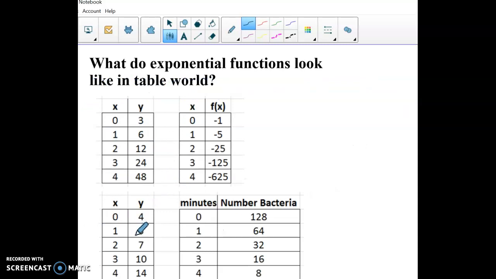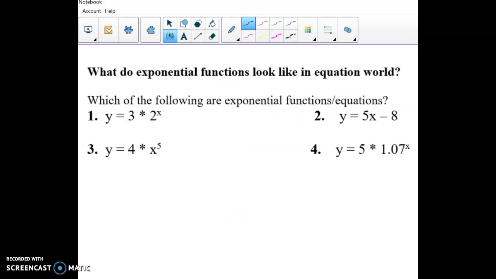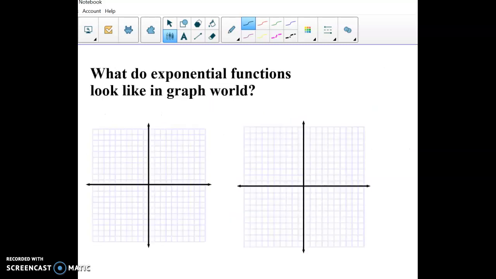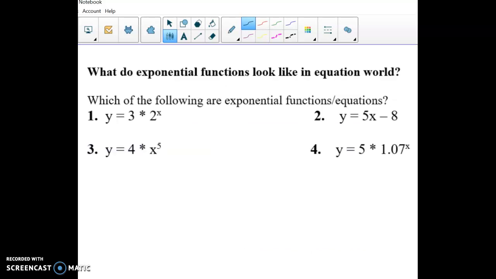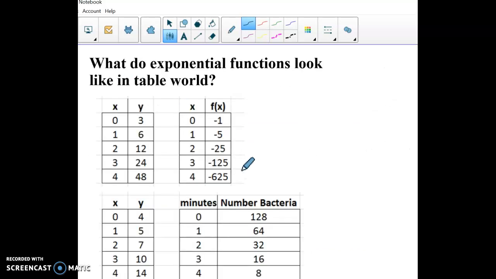Okay, so I want to talk about exponentials. What do they look like as tables, as equations, and as graphs? So you could think of functions in all these different ways. As a table, they make a multiply pattern. So for this first one, these are kind of yes or no, are they exponential? And this one is yes, and it's because it's multiplied by 2. So it's a times 2 pattern, so that's exponential.